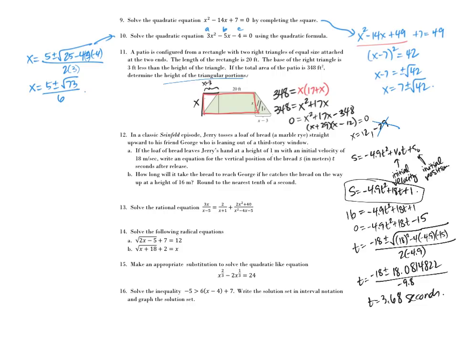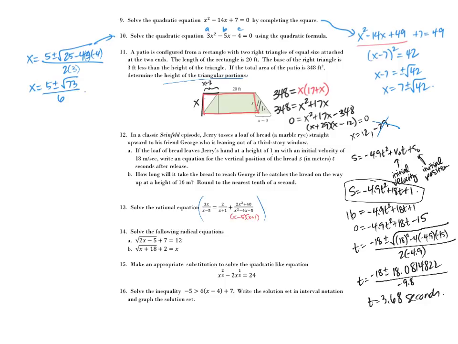Okay, so that's the answer to B. The next one, I want to solve this rational equation. And so what I want to do is multiply by something that's going to clear out all those denominators. So what I notice here is that this denominator factors to x minus 5 times x plus 1. So I'm going to multiply everything by x minus 5 times x plus 1.